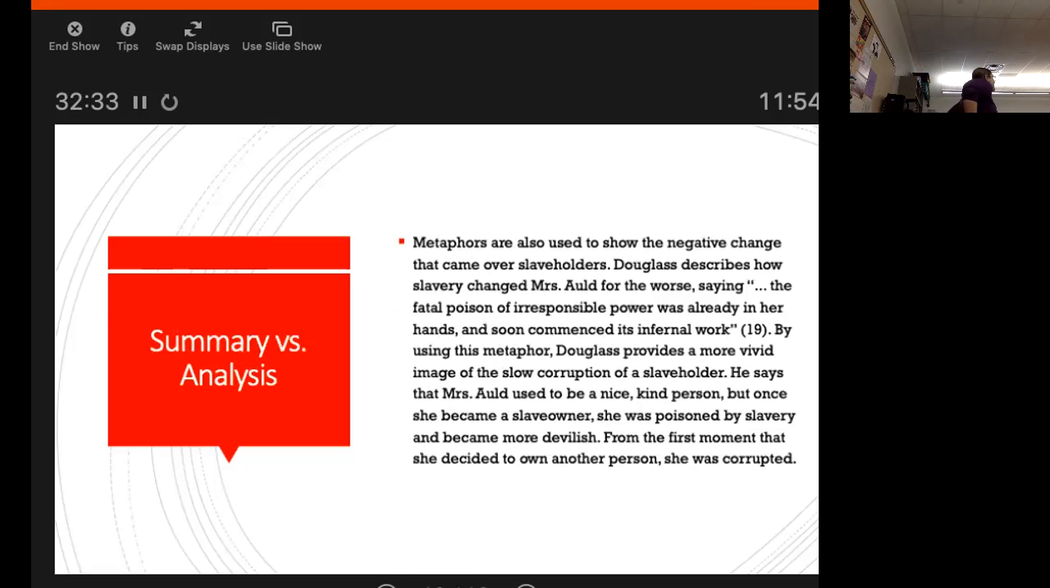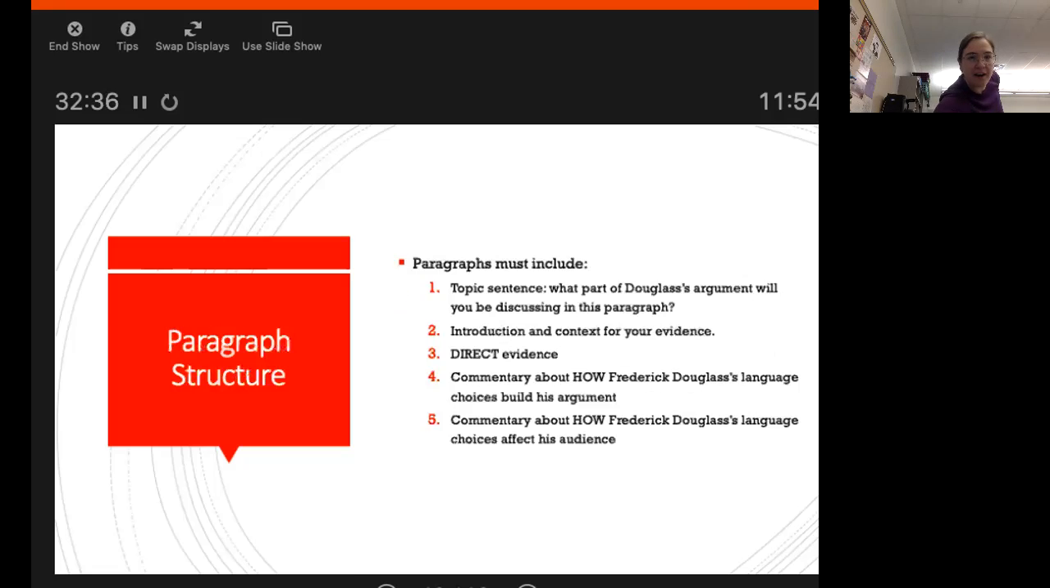Okay, now let's talk about the next part of paragraph structure. So you've got the topic sentence, you've cited it correctly. You need an introduction and context for your evidence. So you need to say what is going on at this point in the book. You don't want to just drop them into the quotation without letting them know a little bit about what's happening.